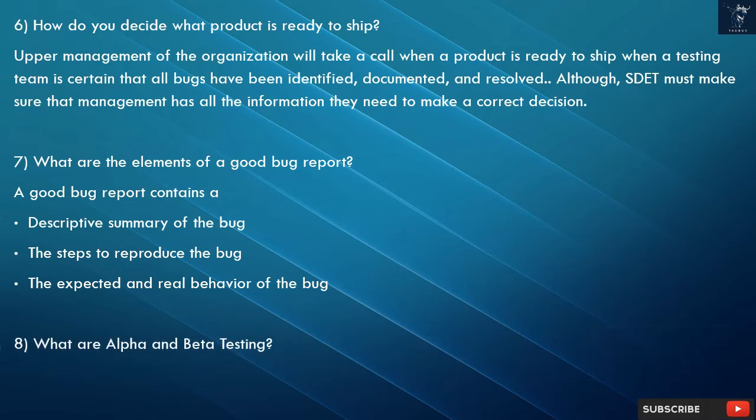7. What are the elements of a good bug report? A good bug report contains a descriptive summary of the bug, the steps to reproduce the bug, and the expected and real behavior of the bug.